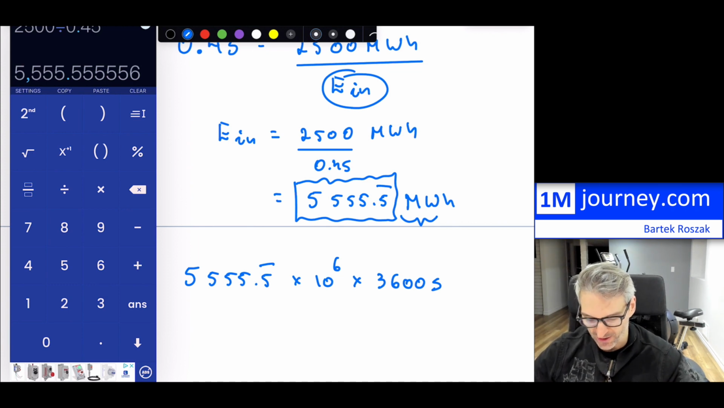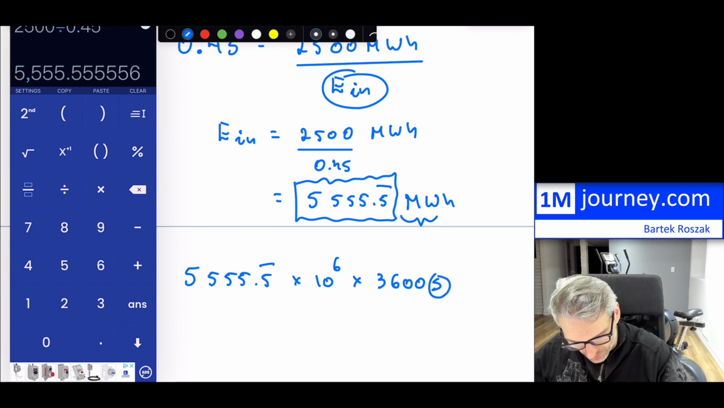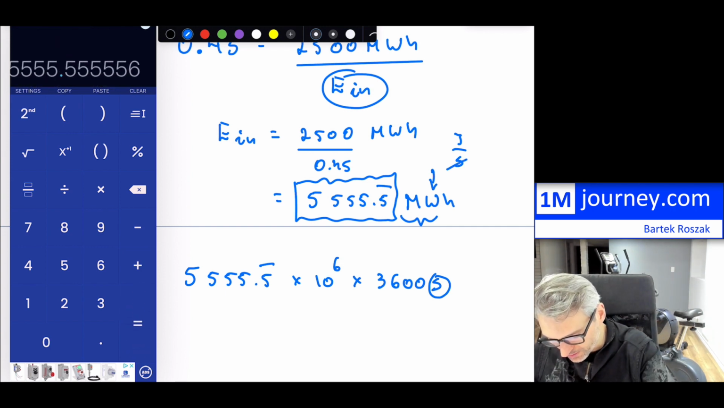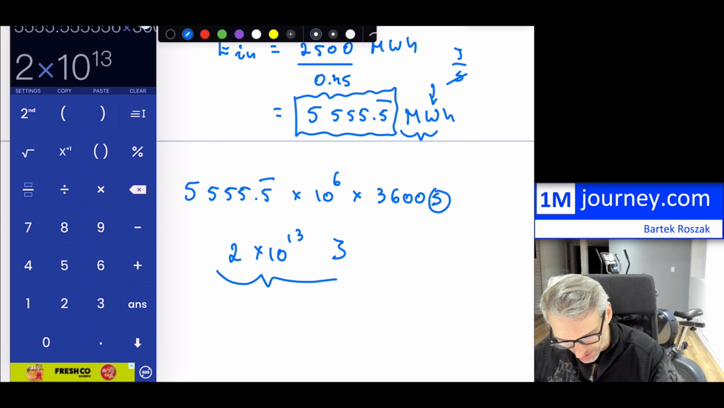So notice that right here, this is going to be a monstrous number. Now, let's do it. And then we'll just put it in scientific notation. And we're going to get exactly how many joules this would be. Those seconds, by the way, would cancel, because watts is joules per second, right? So that second would cancel this second. So this is my answer multiplied by 3600 and then multiplied by a million, or you can put 10 to the 6. Okay, and there you have it. So that's going to be 2 times 10 to the 13 joules, which is quite a lot, as you can see.